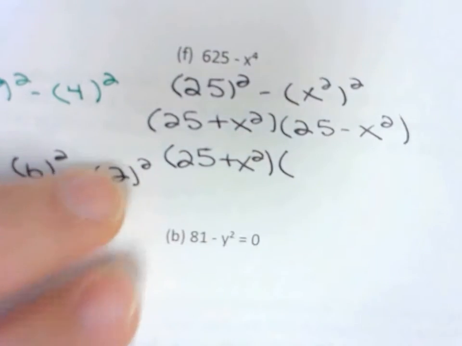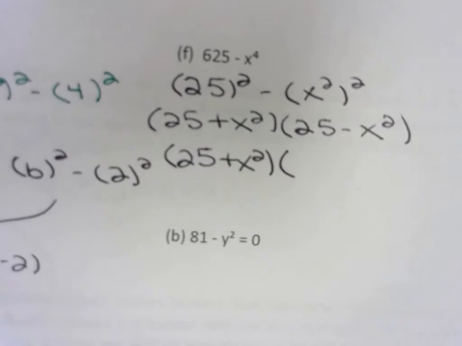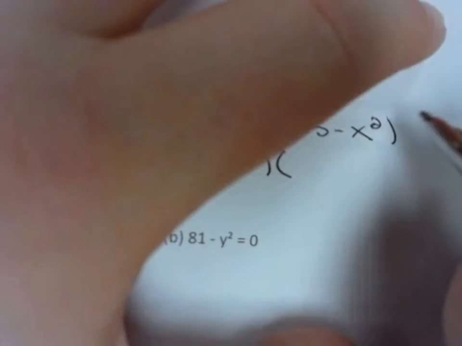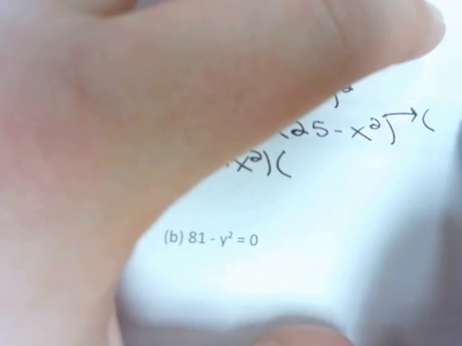Then I'm going to look at my next one. I see a binomial. I see two terms. I see 25 and x squared. So in the back of my mind, I think those are perfect squares. Can I use the difference of perfect squares to factor 25 minus x squared? Yes, because it is subtraction. So let's go through real quick. We can do it again. I'm going to do the work out here on the side.